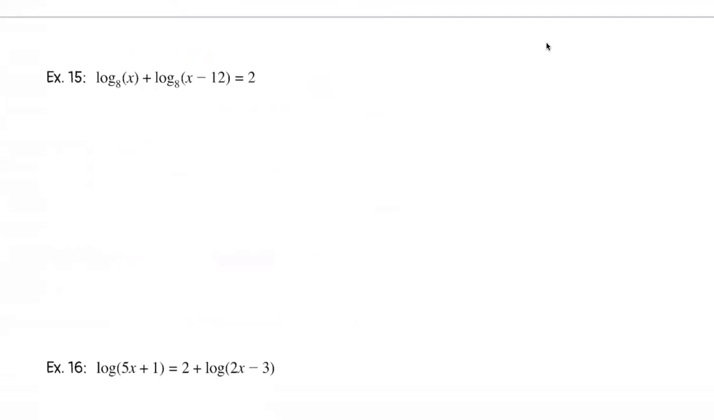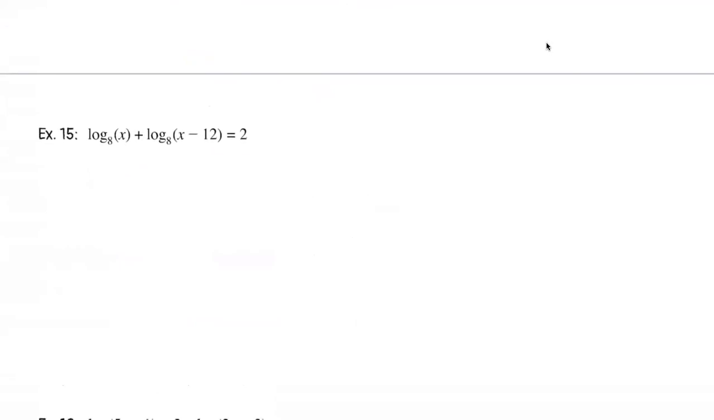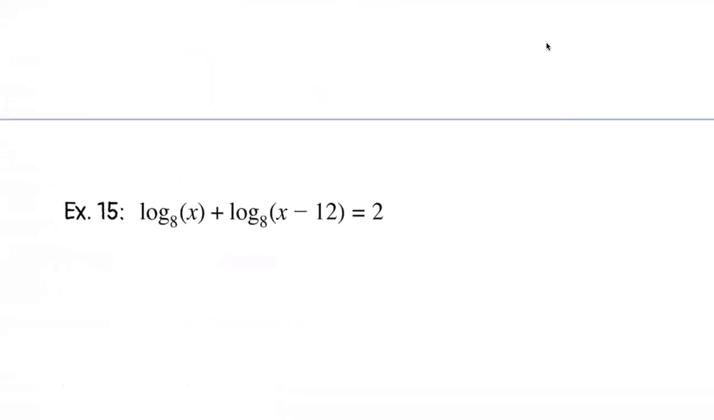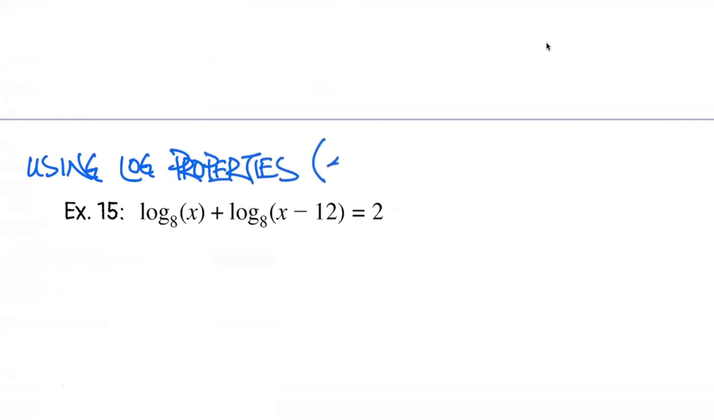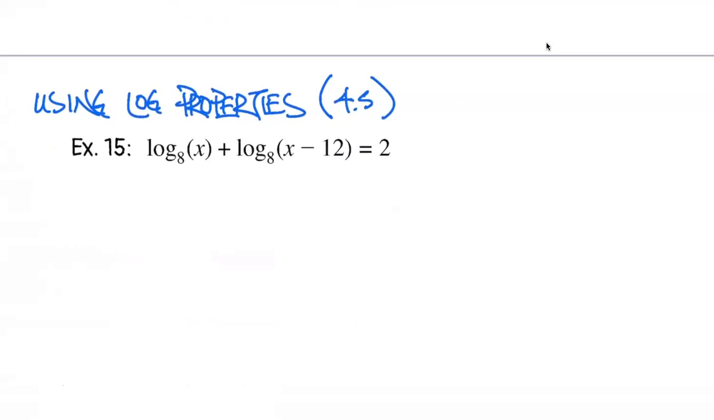All right. So for the last three examples that we're going to take a look at, let's make a note for ourselves that this is going to be using log properties. You can refer back to section 4.5 if you need a refresher on those log properties.